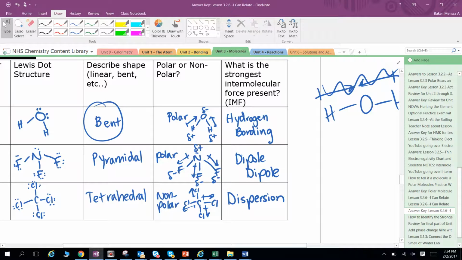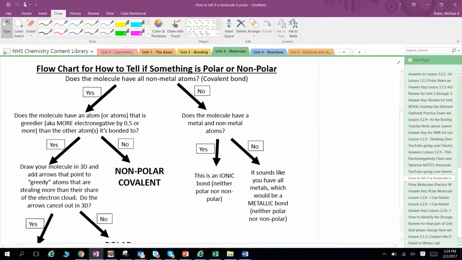And a little chart to help you with this, how to tell if something's polar or nonpolar. First, you have to ask yourself if it's got non-metal atoms, because those are the types of things that can form a covalent bond in the first place. And then there's that magic number.